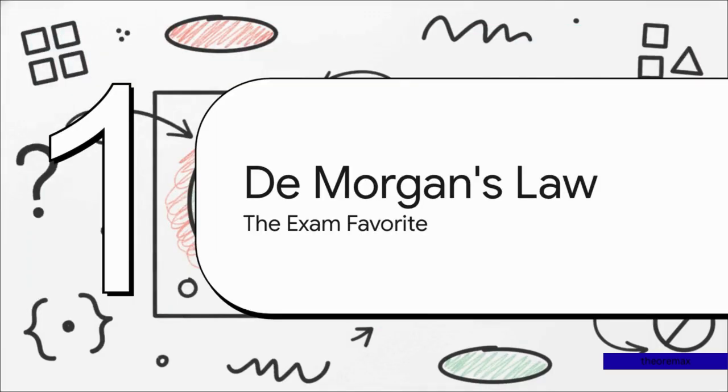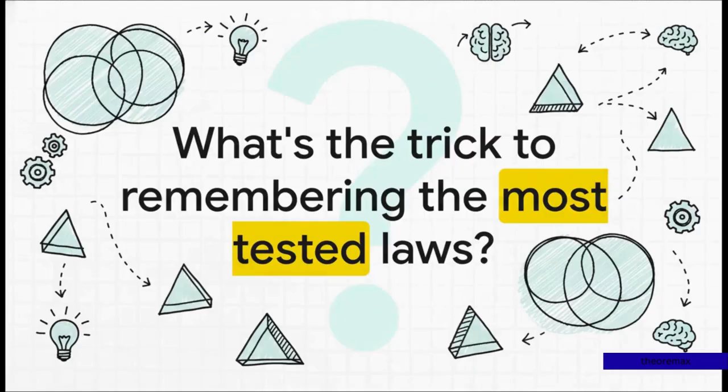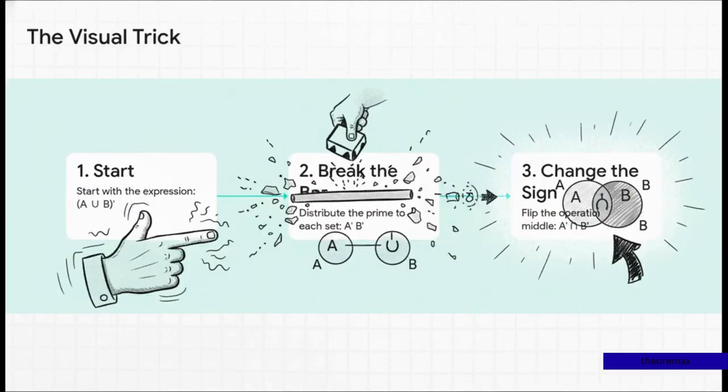All right, time for the big one. This is the law that for some reason just loves to show up on exams. It looks intimidating, I know, but once you learn this little visual trick, it becomes one of the easiest ones to solve. Let's finally crack De Morgan's law. So what's the trick? How can you look at this thing and solve it correctly every single time, especially when you're under pressure?